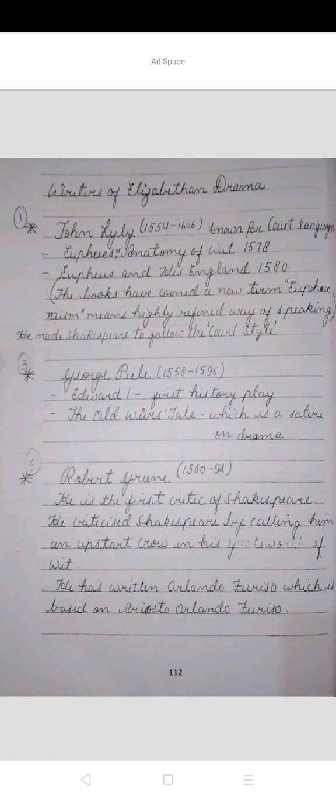The third is George Peele, whose time is 1558 to 1596, and he wrote the first history play, which is Edward I. The Old Wives' Tale is a satire on drama.